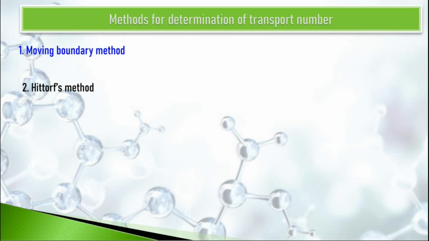It involves the measurement of changes of concentration in the vicinity of electrodes. And there is one more method which is based on electromotive force measurements of suitable cells. Third method is known as EMF measurement method. Today in this lecture we are going to discuss the first one, moving boundary method, in detail.